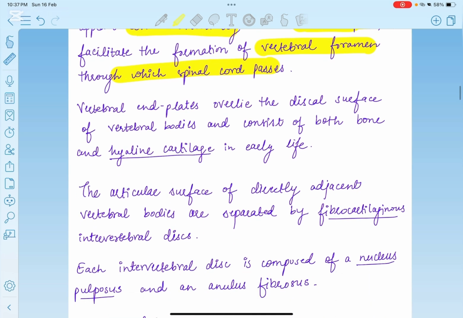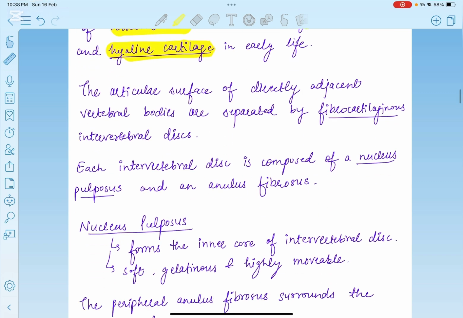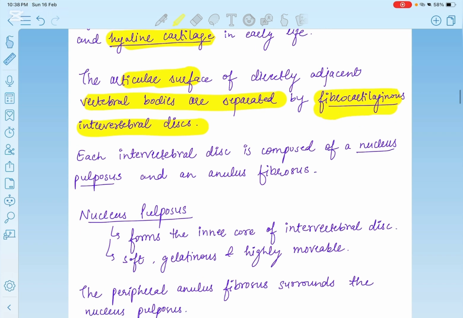Now, the vertebral end plates overlie the distal surface of the vertebral bodies and consist of both bone and hyaline cartilage in early life. The articular surfaces of the directly adjacent vertebral bodies are separated by a fibrocartilaginous intervertebral disc.